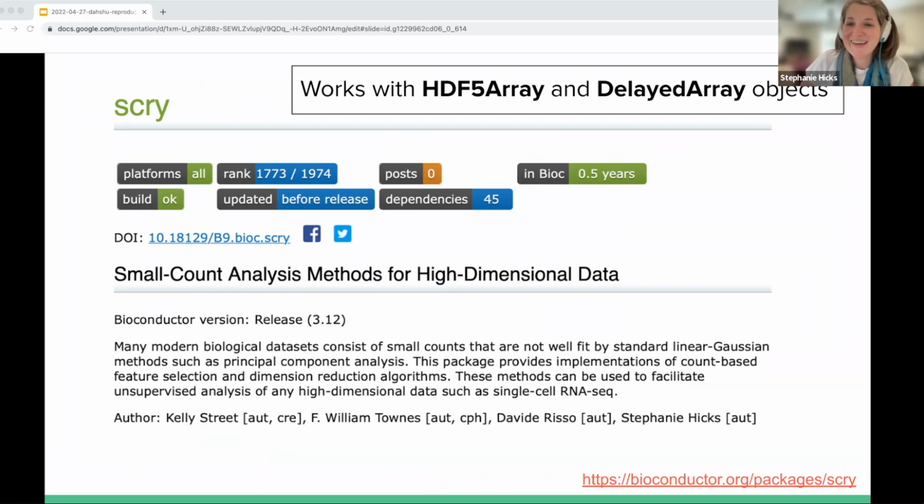scRNA has no meaning. Will Townes just made it up, I think, to mess with me and all the authors. And it's essentially a wrapper around GLM-PCA, but it comes with all the bells and whistles that one might want if you're working within the Bioconductor community.